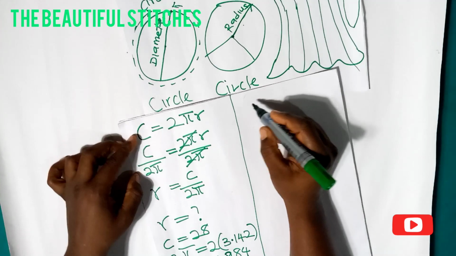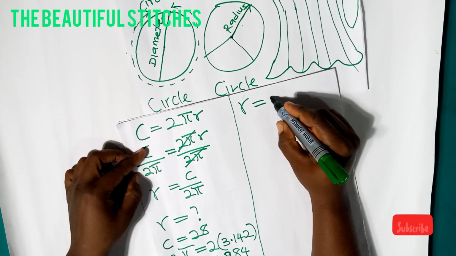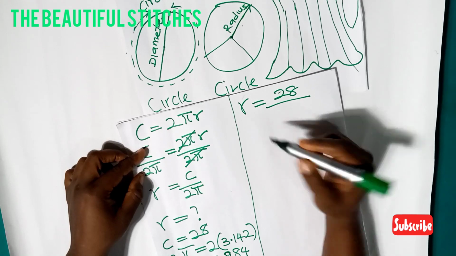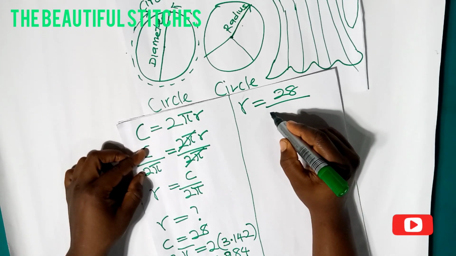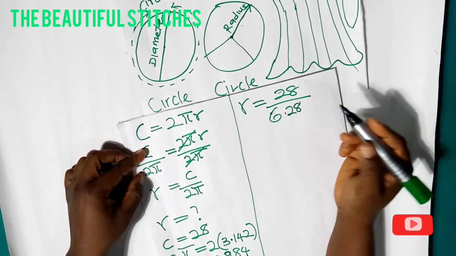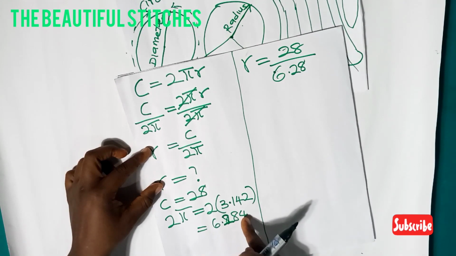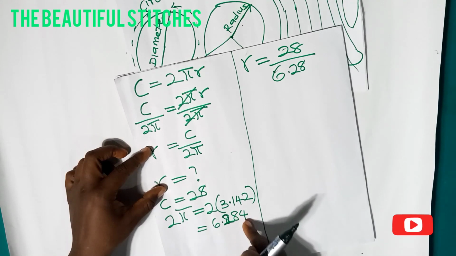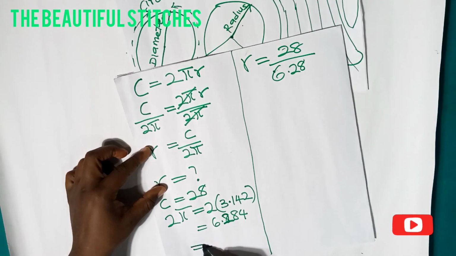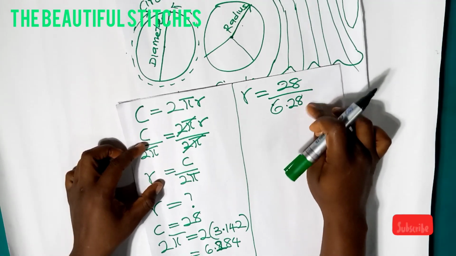So we have radius equals our circumference, which is 28, all over 2 pi. We have 6.28. At this point we need to approximate this 4 here, but 4 is not up to 5. We only approximate from 5 and above, so we cannot approximate. We leave it at 6.28. So we have 6.28 here.